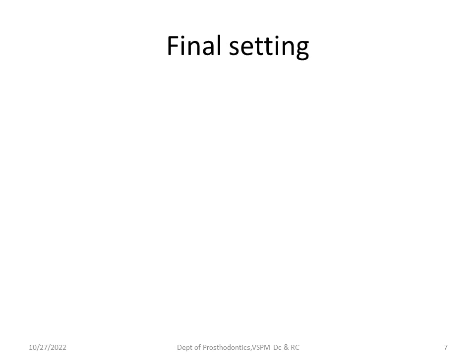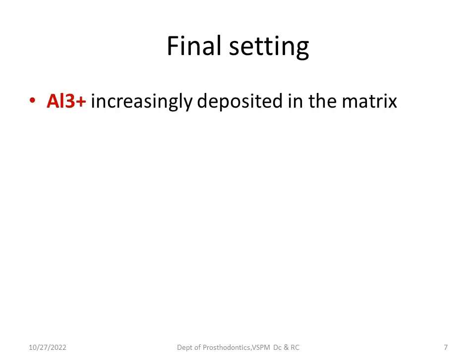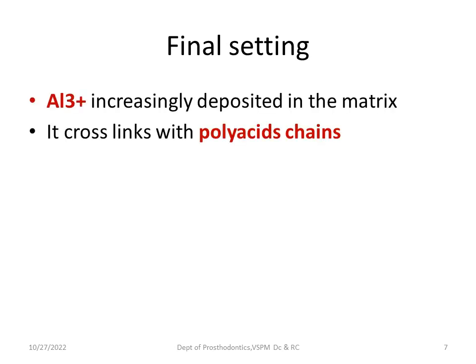Next step, that is the final setting. During the next 24 hours, gelation occurs when the aluminum ions react with the polyacid chains. The aluminum ions are less mobile and they are released much later than the initial ions. So as the hydrolysis continues, there is a release of more aluminum and silica ions, and at the end there is a formation of silica gel and aluminum chelate with the carboxylic group.